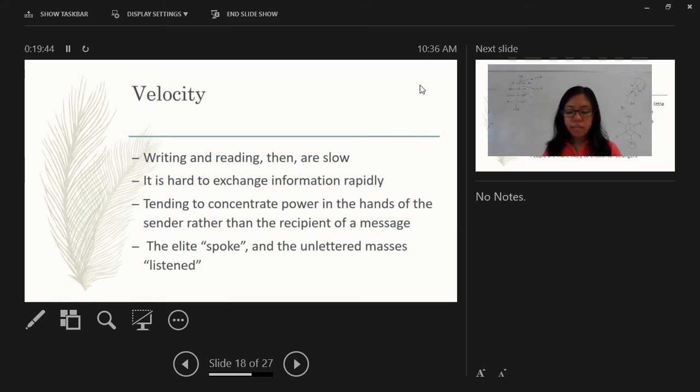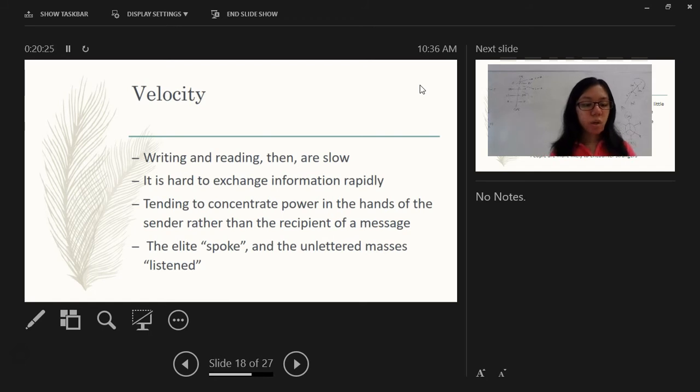The next is velocity. Writing has a low velocity. You cannot produce, transmit, or consume a text very quickly. So it creates monologic networks. In these networks, it is hard to exchange information rapidly. It takes you hours to write a short letter. Then the post office needs days to deliver it to the recipient, and then more hours for the recipient to read it and draft a reply. So it is very slow.